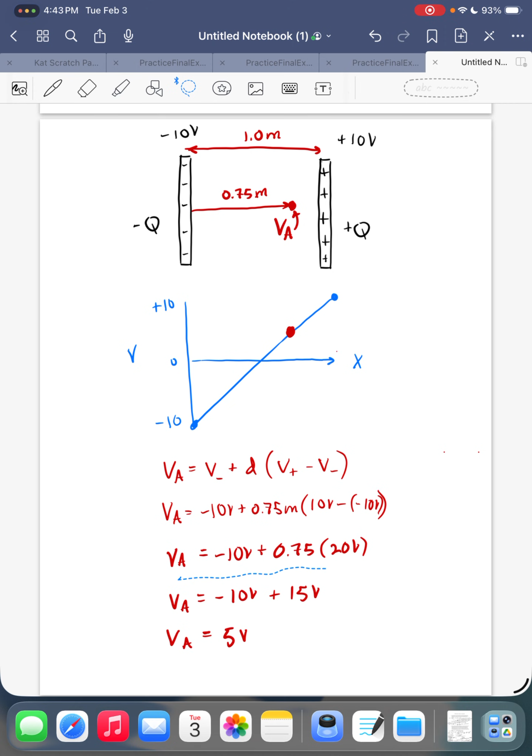So this is the equation that gives us the voltage or the potential at any distance between these two plates, if we know what their potentials are at the ends, and we know the distance between them. And so the potential at point A is just starting out at minus 10 volts, but then you climb 15 volts, so the total is 5 volts. So that's a specific concrete example.